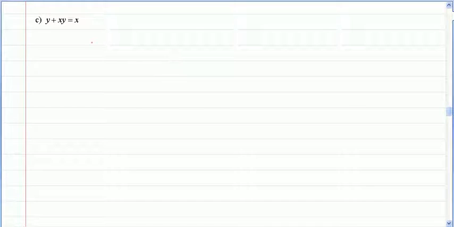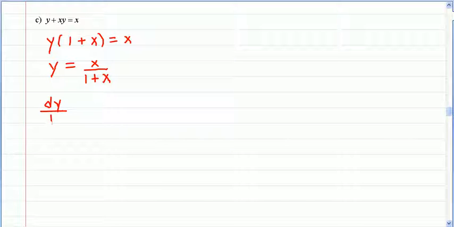For part C, y plus xy equals x. So this type of derivative problem looks like it's going to be implicit differentiation. But to avoid implicit differentiation, I can factor out a y and rewrite this function as 1 plus x times y, and then divide both sides by 1 plus x, so that I don't have to use implicit differentiation, but I do have to use the quotient rule.